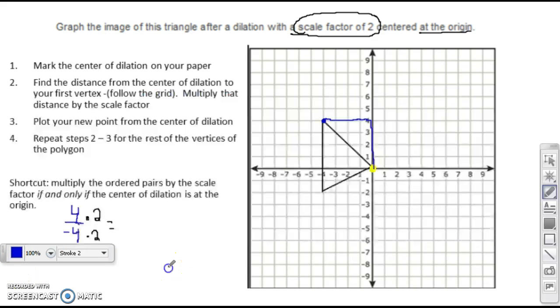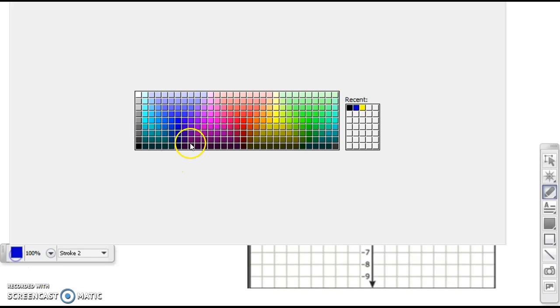That tells me that to get to the new ordered pair, I need to start at the center and go up 8 and backwards 8. I want to go twice as far from the center to my new point. So I'm going back to the center, counting up 8 and backwards 8, and that will be my new blue vertex.